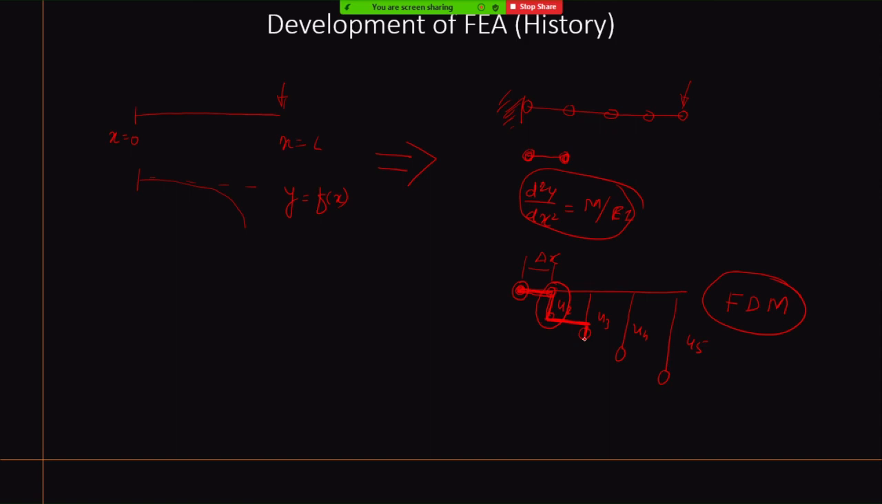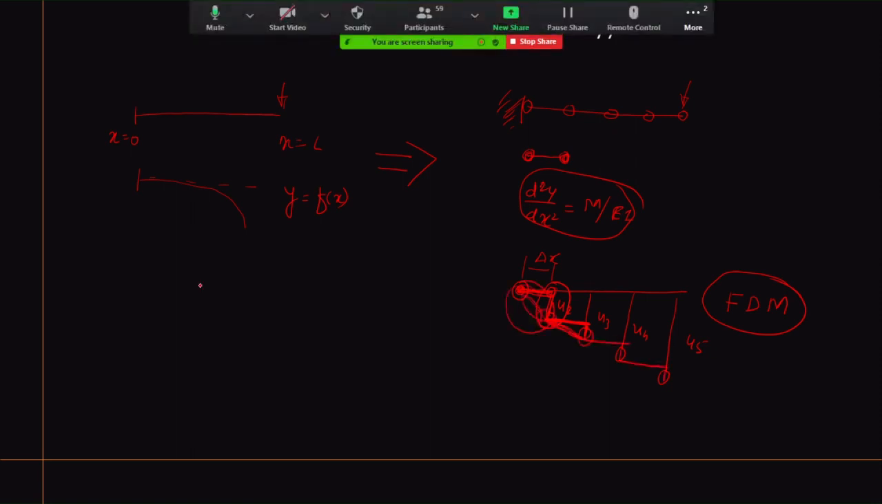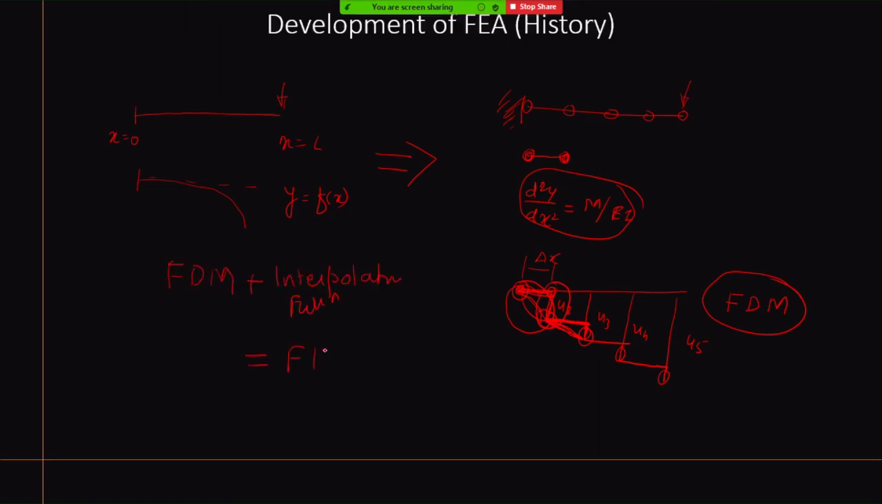You have one value here and another value here, and you connect them with a simple straight line equation, which is an interpolation function. And that is where FEM comes into the picture. FEM takes the basic principles of the finite difference method and adds an interpolation function to it. This gives birth to the finite element method, which is also called piecewise interpolation.